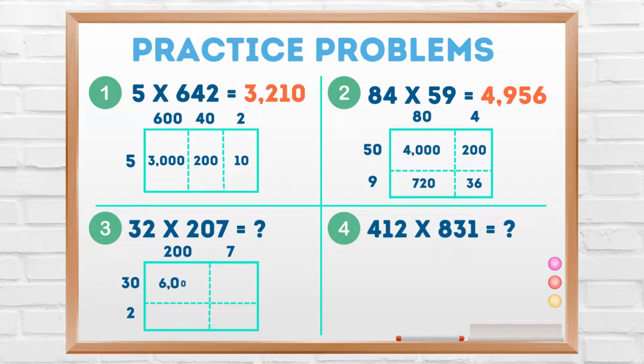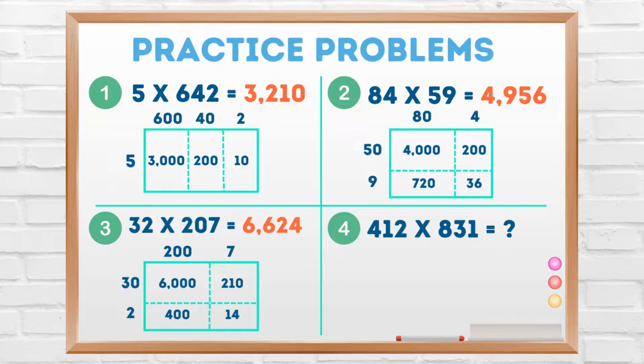200 times 30 is 6,000. 30 times 7 is 210. 200 times 2 is 400, and 7 times 2 is 14. We add all of these products together and we get 6,624. So 32 times 207 is 6,624. Now it's time for the final problem.